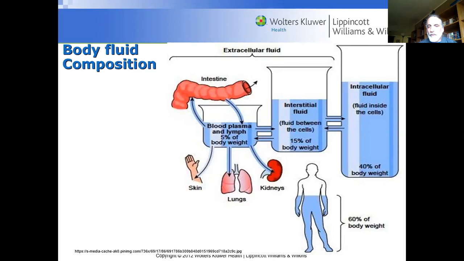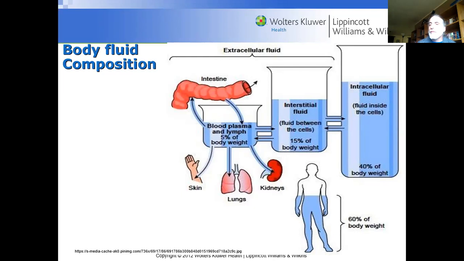Okay, so about 60% of total body weight being fluid. Really easy to lose weight if you're getting rid of fluid. Not so easy to keep up proper function of the cells if you're losing fluid. So blood plasma, about 5% of body weight.